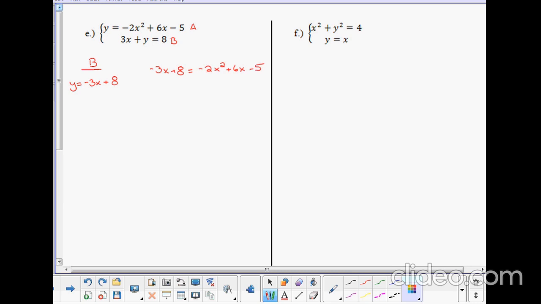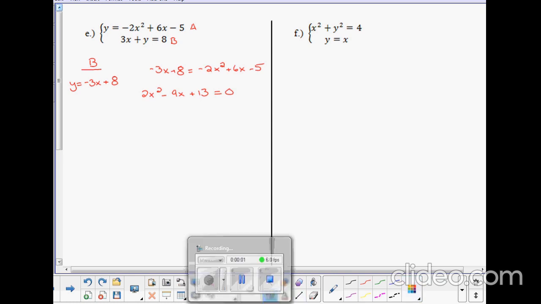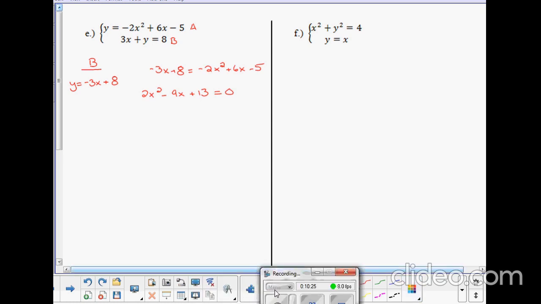In this case, again, I have a quadratic, so I want to make sure the quadratic is equal to 0. So I'm going to add 2x squared to both sides. I'm going to subtract 6x from both sides, so that's going to give me a negative 9x. I'm going to add 5 to both sides, so that's going to give me a 13. So I have 2x squared minus 9x plus 13. Now let's go through the process of solving.